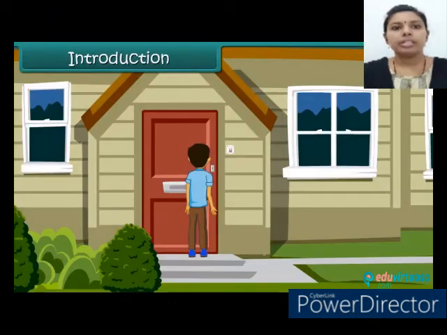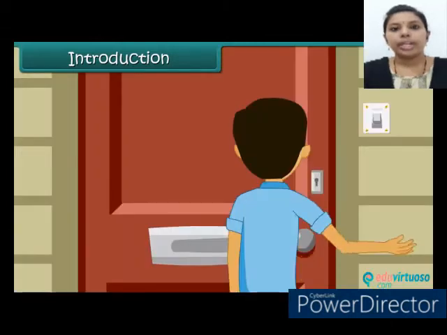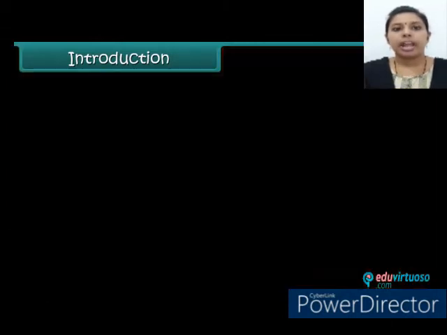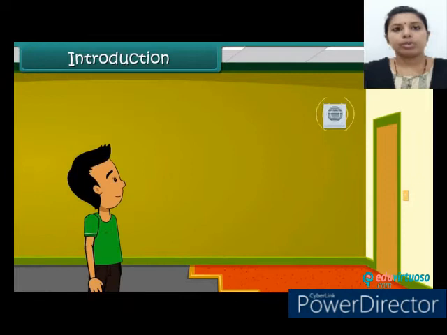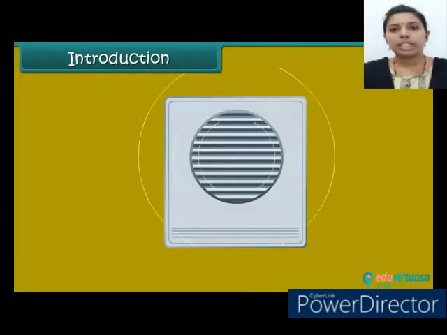When your friends come to visit you, they ring the doorbell. You hear the ringing bell and know someone is at the door. The electric bell produces sound using the magnetic effect of electric current. When an electric current is passed through a wire, it behaves like a magnet.